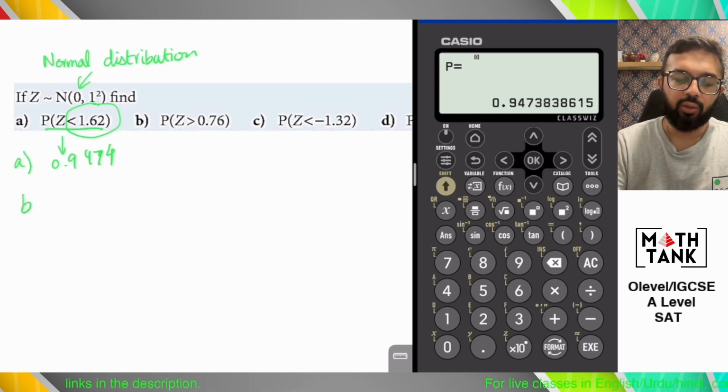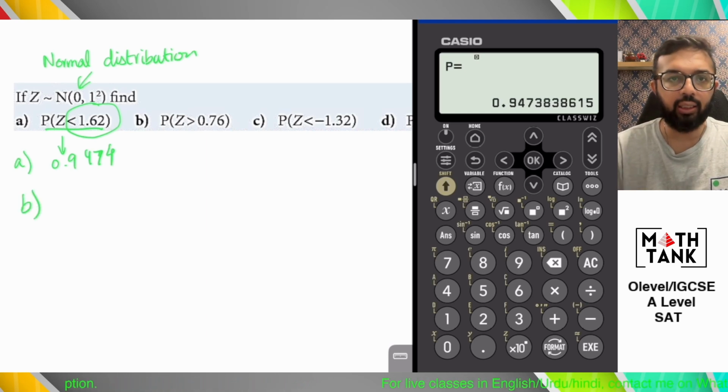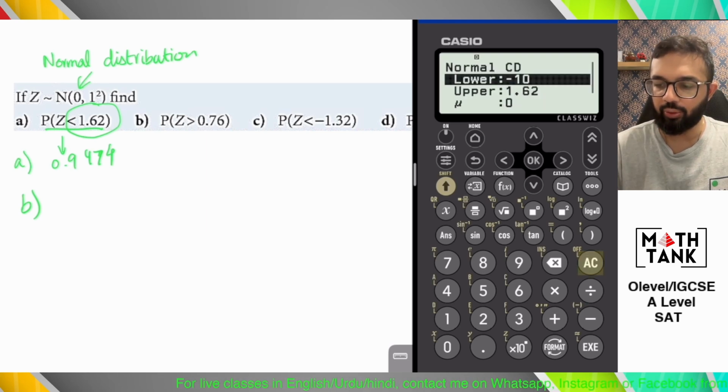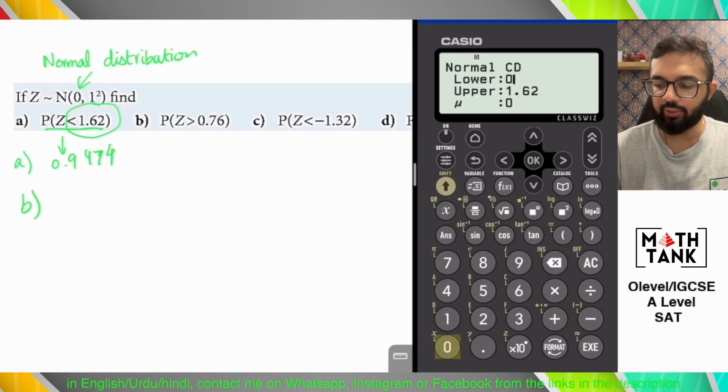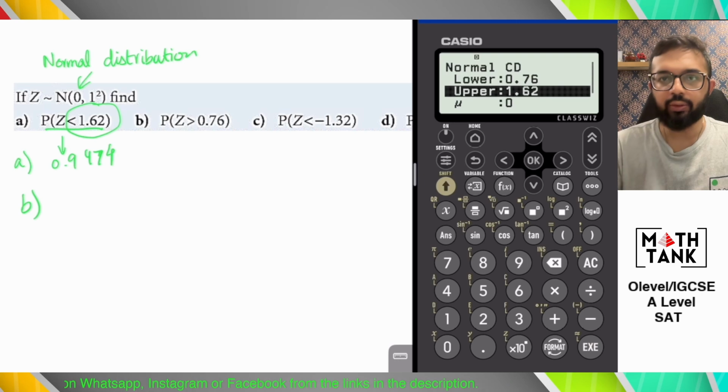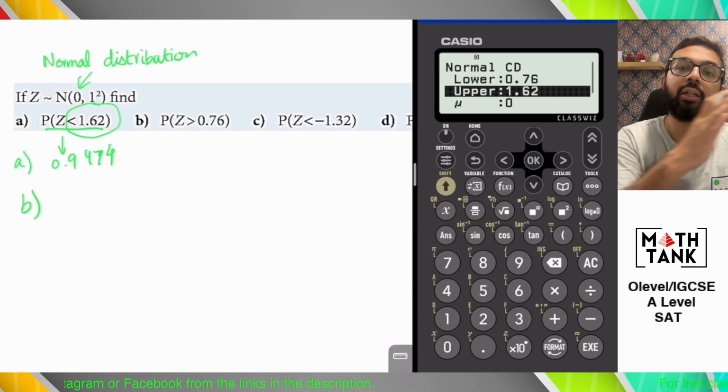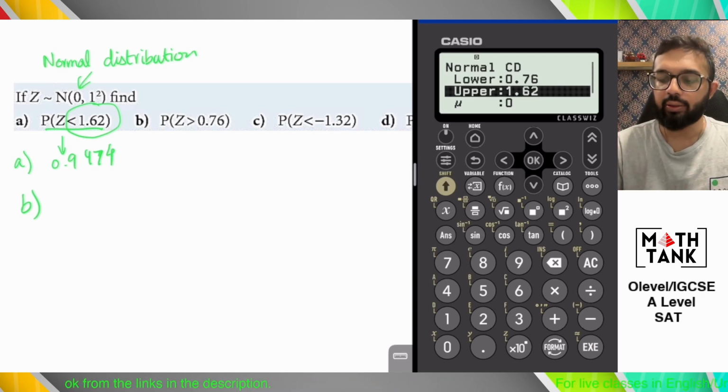The next one is calculating z greater than 0.76. So you again go to your calculator. Now this time you have a lower boundary, your upper boundary is missing. So you plug in 0.76 here. You want to calculate probabilities of 0.76 and values greater than 0.76. That's what we're trying to do.